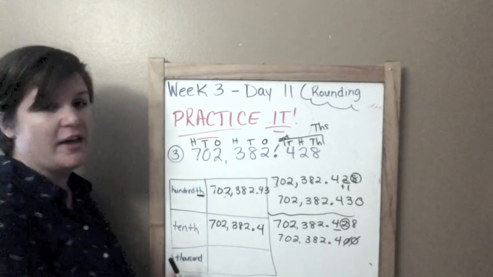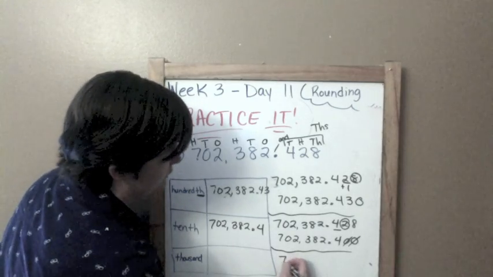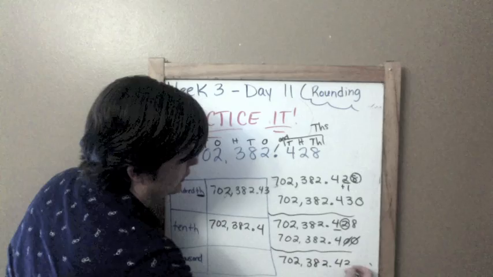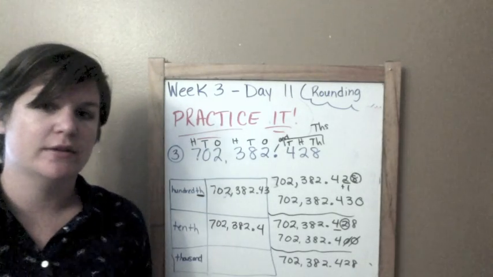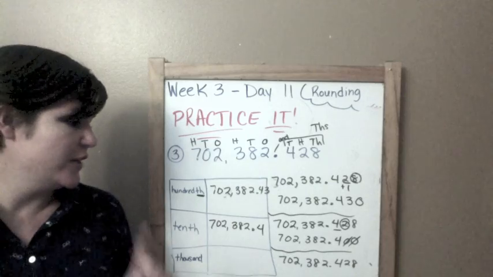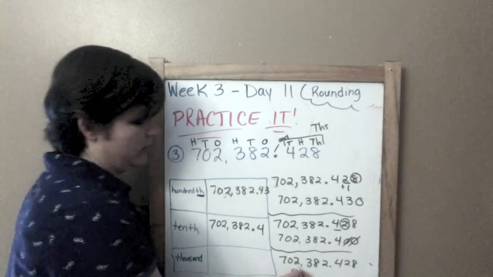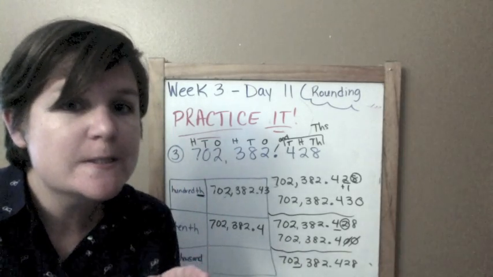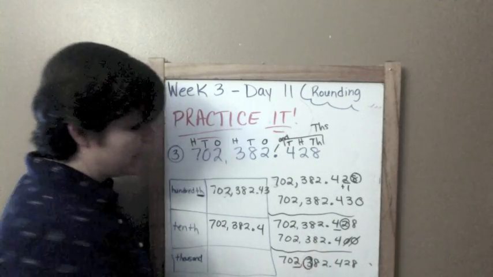to the nearest thousandths. 702. Okay, so which digit is in the thousands place? Write a 2. That's this 2 right here. Underline it. Circle the digit to the right.